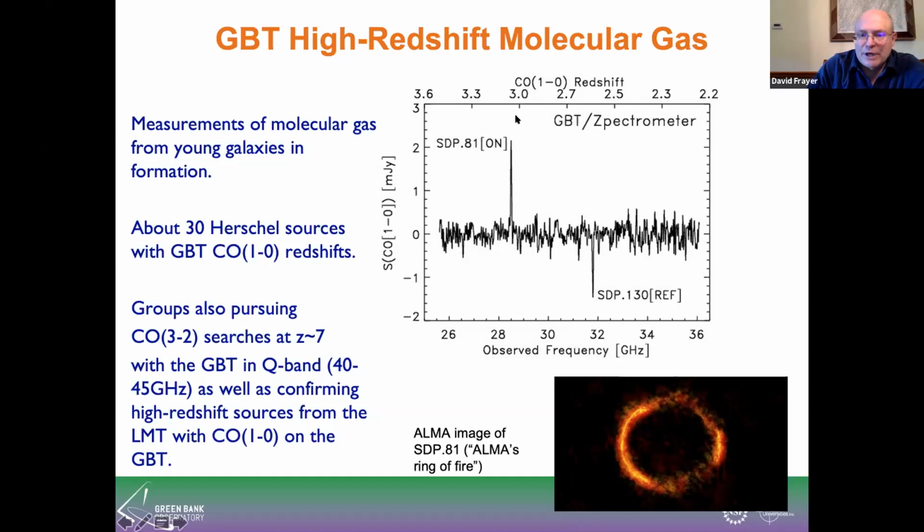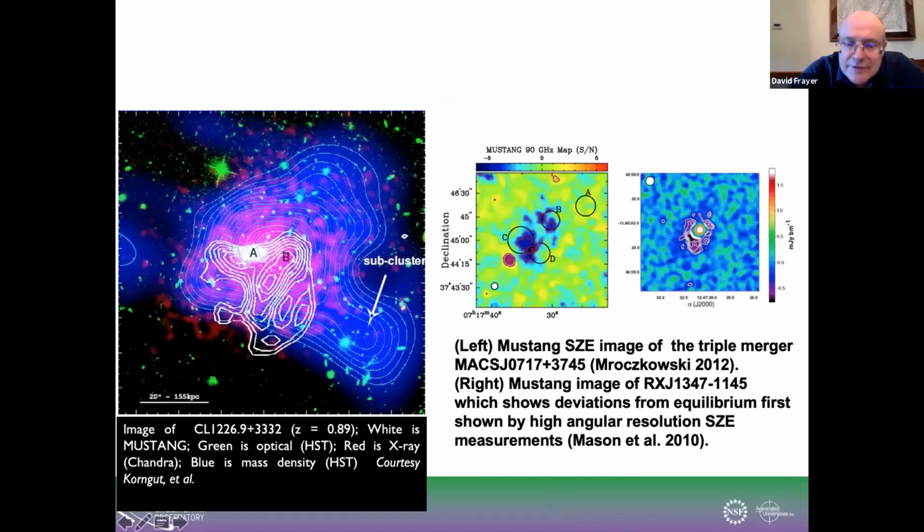And this one here is the first one that was done. And here's a beautiful picture of ALMA. These are lensed objects. So the object is lensed. So that's high redshift CO.